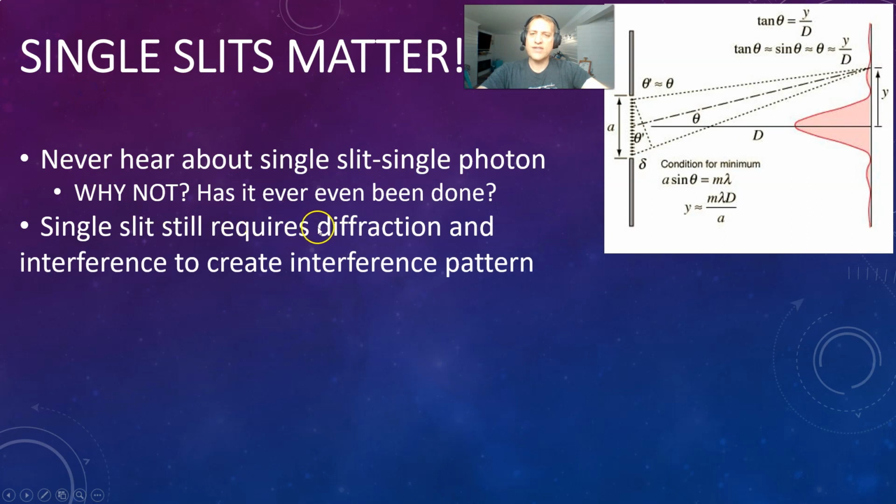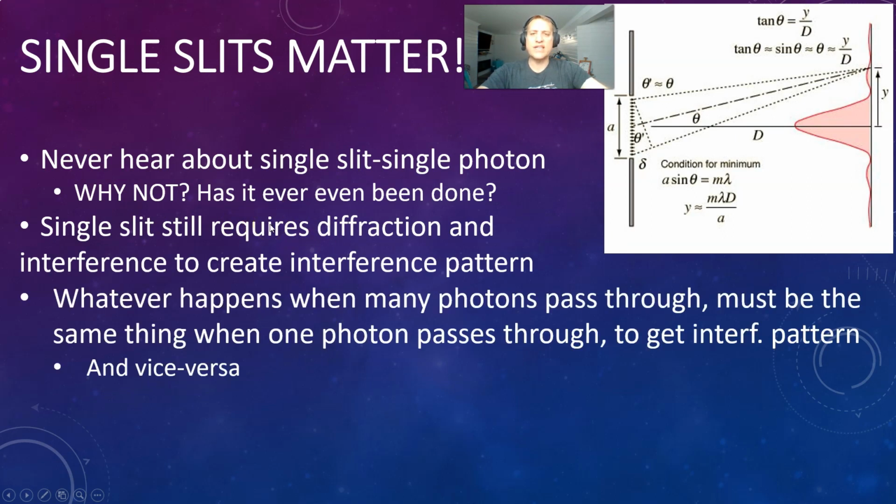So single slit still requires diffraction and interference to create an interference pattern. So here's an important point, and I had this in my last book. Whatever happens when many photons pass through together at the same time, where you think that they're interfering with each other and you get an interference pattern, whatever happens to produce the interference pattern then must be the same thing when one photon passes through at a time to get the interference pattern, right?